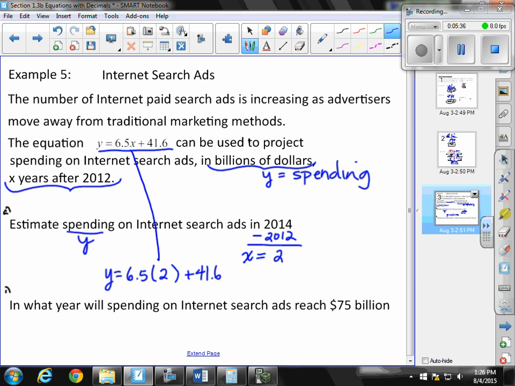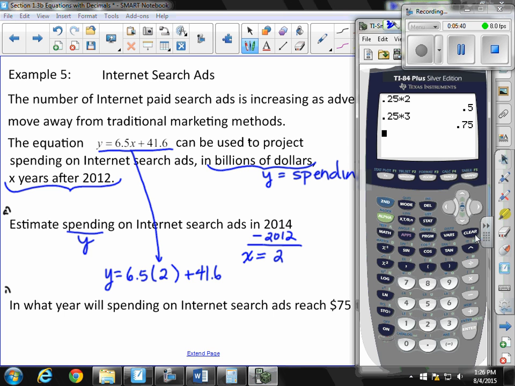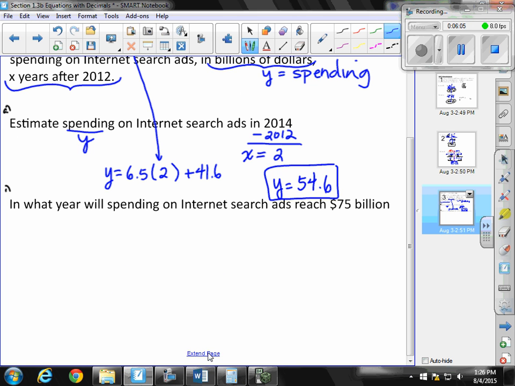All I did was change x to 2, and now I'm going to pull out my calculator again, clear the screen, and do 6.5 times 2 plus 41.6. And I get 54.6. So y equals 54.6. It's projected that we will spend $54.6 billion in 2014.